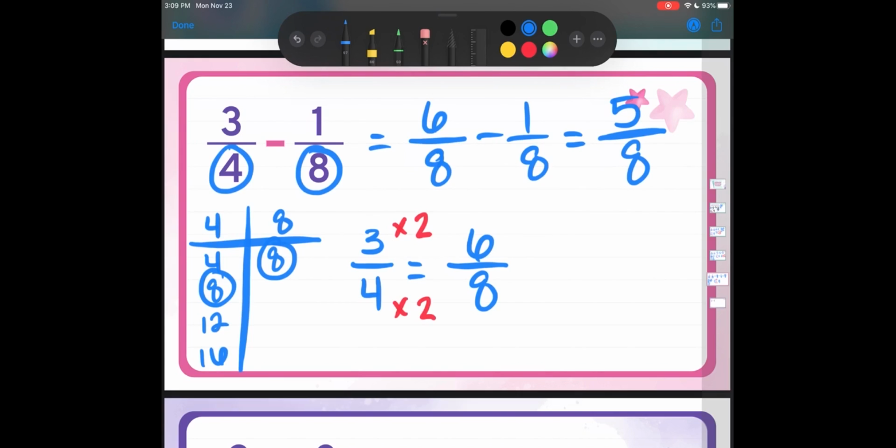And now I'm ready to solve. I'm going to subtract my numerators. 6 minus 1 is 5. And my denominator stays 8. So we end up with 5/8 as our final answer. 5 is prime, right? So 5 can only be divided by 5. 8 cannot be divided by 5, which means that 5/8 is as simplified as it can get.